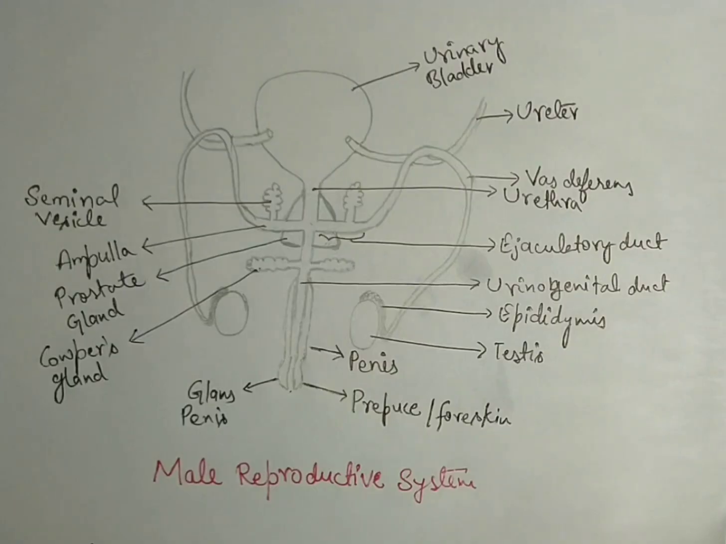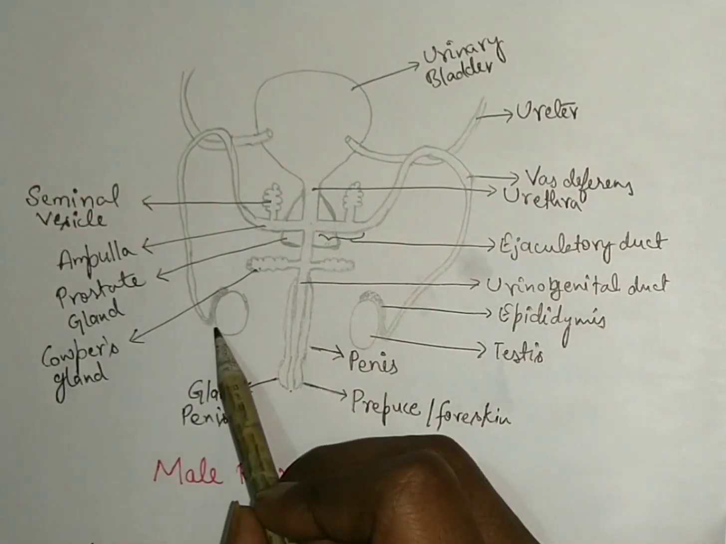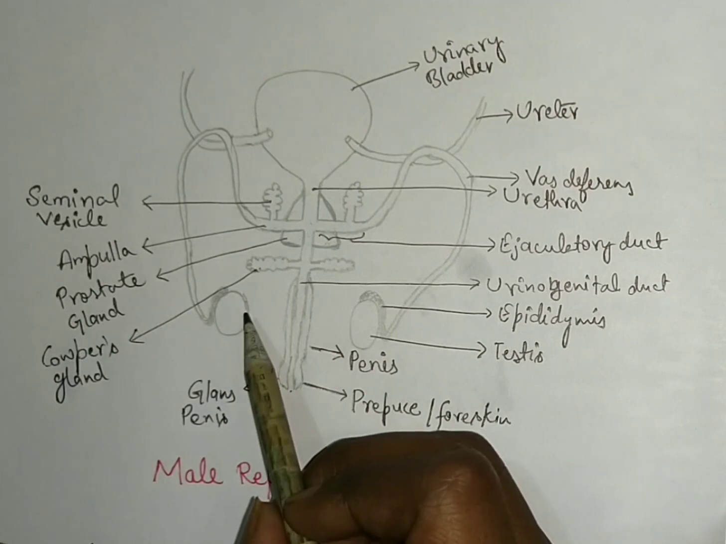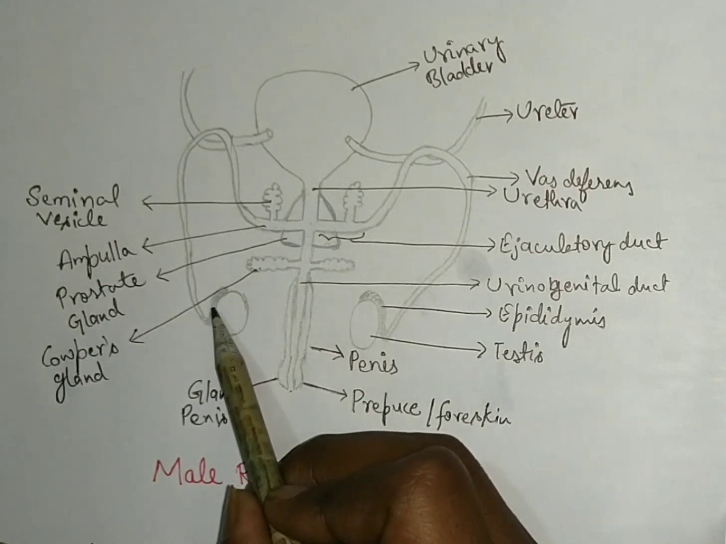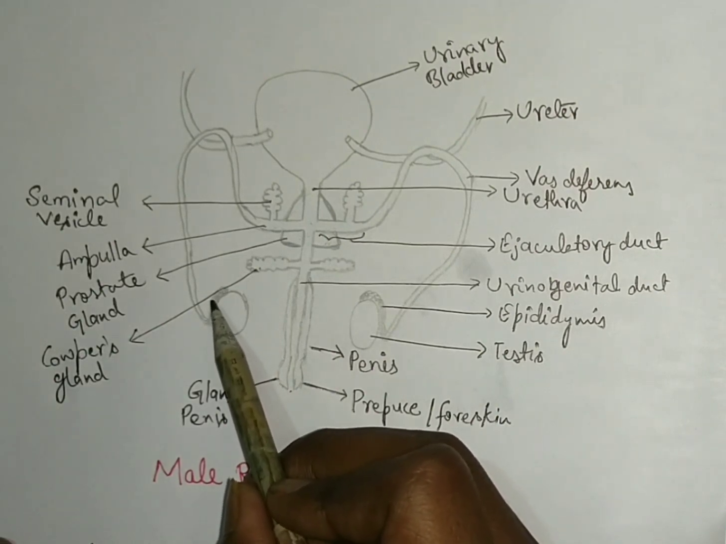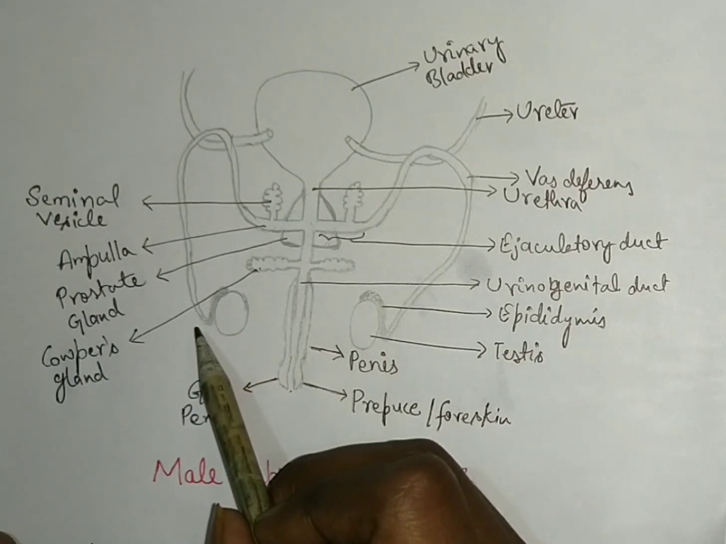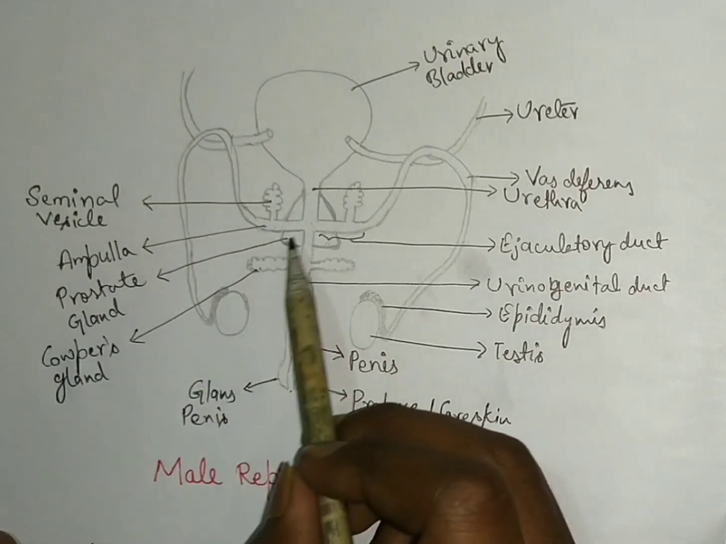Before coming on to the various glands, let's see the labeled male reproductive system. See, testes release sperms and it gets stored into the epididymis. From epididymis, it will be transferred through vas deferens to urethra.